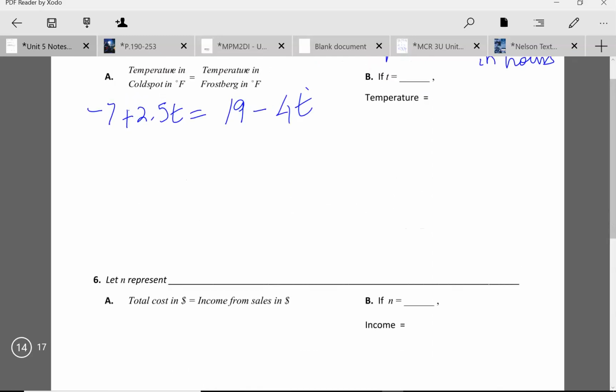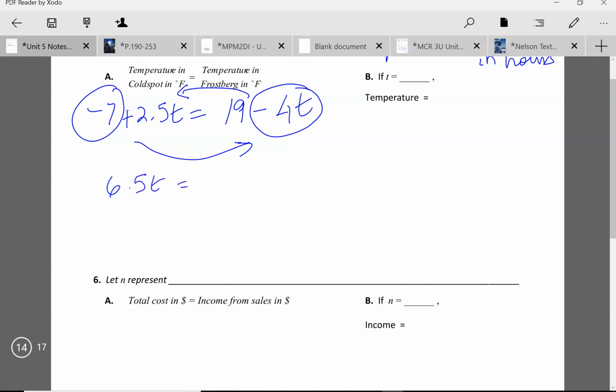4t. Again, I'm going to move this entire 4t term to this side. I'm going to move this 7 over to here. And so 2.5 plus 4 is going to give me 6.5t. 19 plus 7 is going to give me 26. I'm going to divide both sides by 6.5. So 26 divided by 6.5 is 4. So t equals 4 hours.